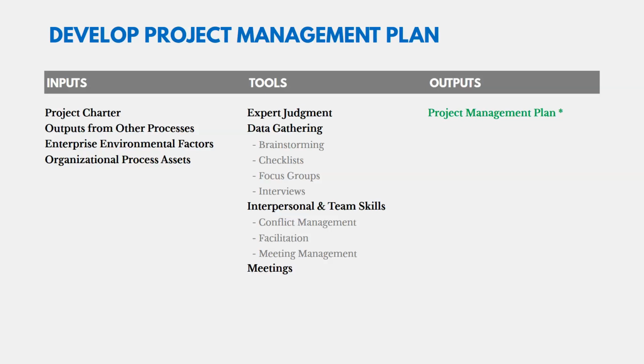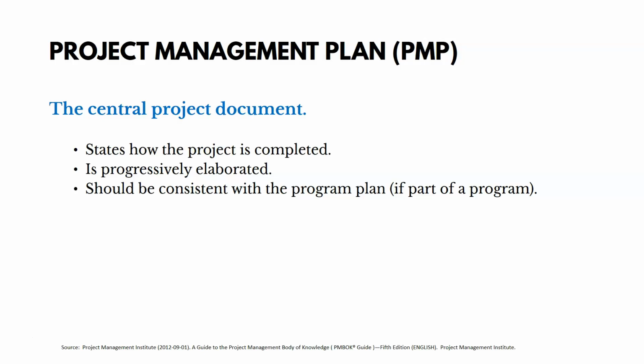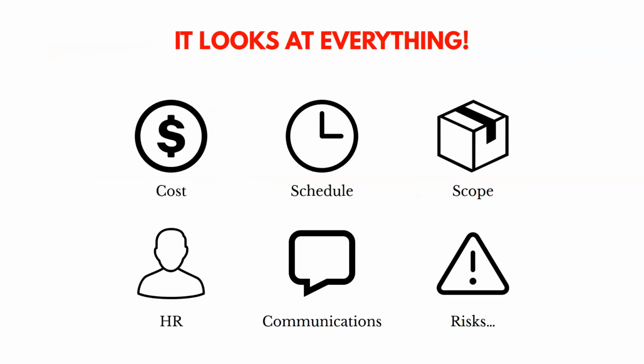Anyway, getting back to the key output here, the only output, I guess, the project management plan. Remember, it's the central project document. It's going to state how the project is completed, and it's progressively elaborated. And it should be consistent with the program plan if there is one. And again, remember, it looks at everything: cost, schedule, scope, resources, communications, risks, all of it. Brings it all together.